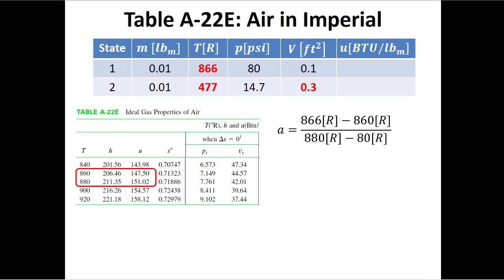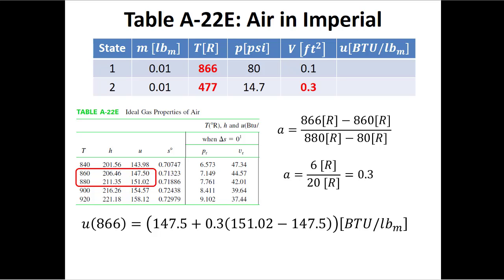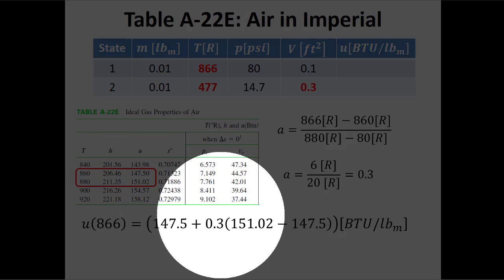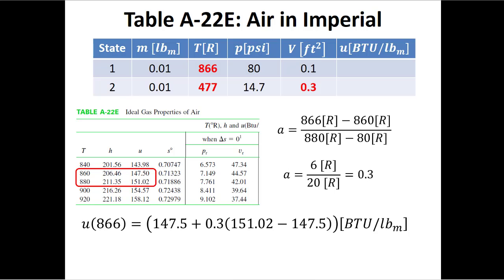So I get my interpolation factor A. This is 866, the temperature I know, minus the temperature bound that I have, and this is going to be 6 over 20, or 0.3. Then I use that interpolation factor in this equation, so this is my minimum value of U plus A times delta U on my table. I work this out and I get that U1 is equal to 148.6 BTU per pound mass. So I put that up on my state table.